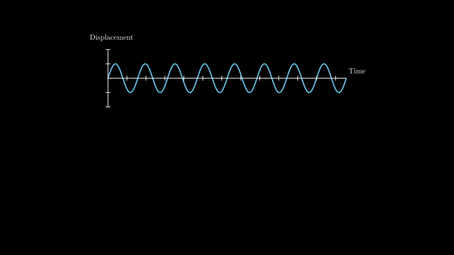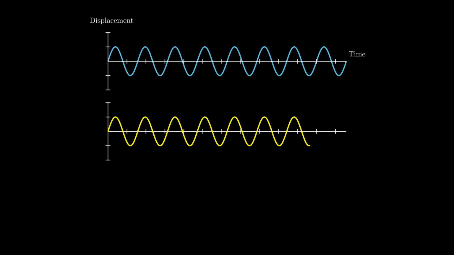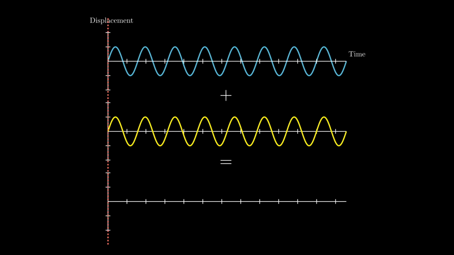So, what happens if we have two tones playing simultaneously? Well, the principle of superposition of waves tells us that we simply add the displacement contributions from each wave at each point in time.